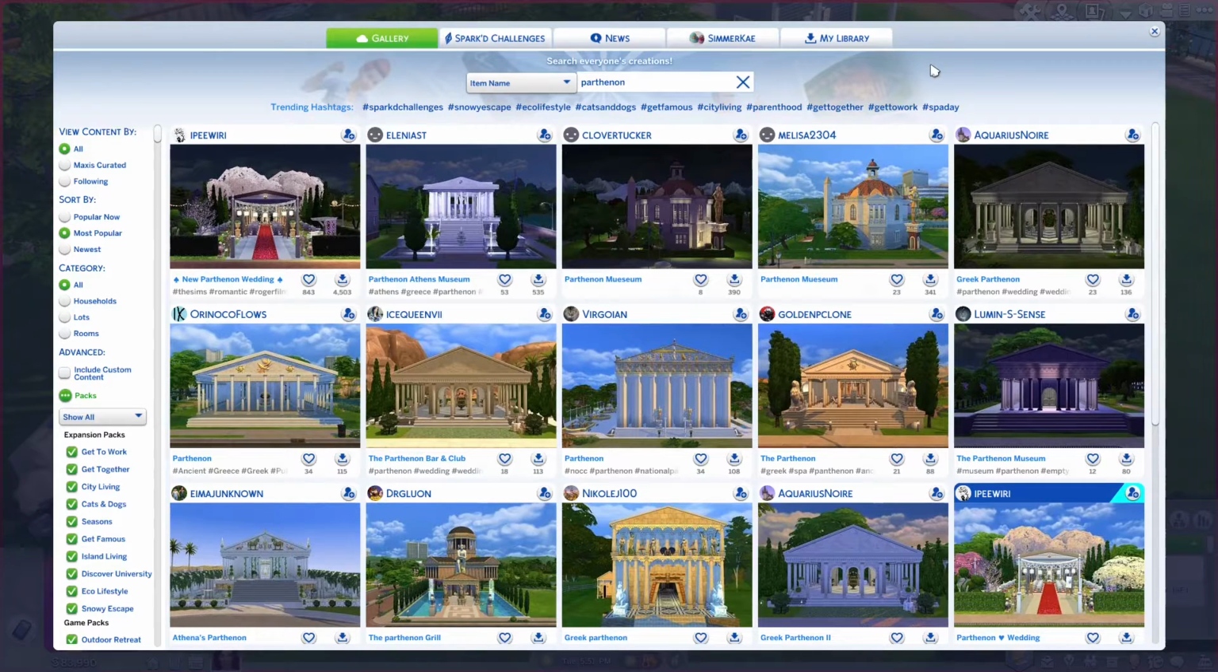A large gilt statue of Athena also once stood inside the temple, but here on the gallery we can see multiple examples of the Parthenon that simmers like yourself have built and submitted. Many of them are really beautiful. Some of them have taken some artistic liberties, but they all look really great.